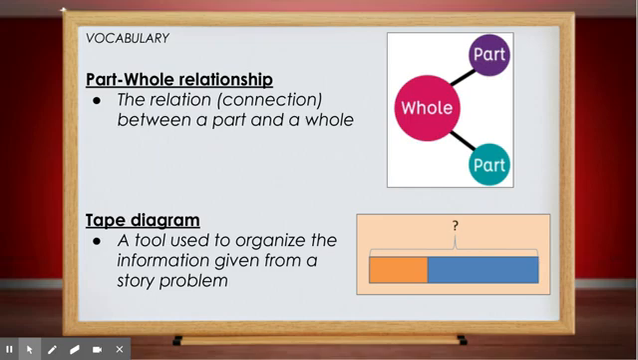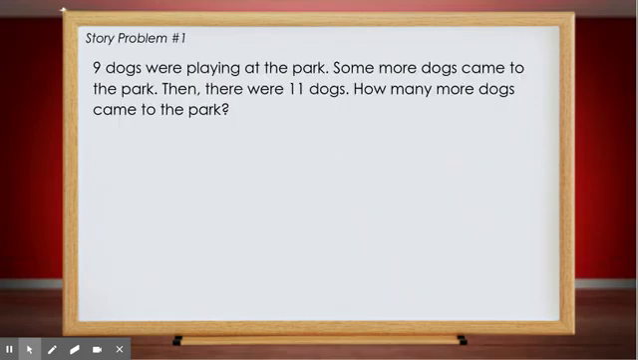The second vocabulary is tape diagram. The tape diagram is a tool used to organize the information given from a story problem. And the picture on the right shows us what a tape diagram looks like. In today's lesson, we're going to use this tool to help us organize our information better. In this lesson, we're going to give two problems, and I'm going to read the problem first.